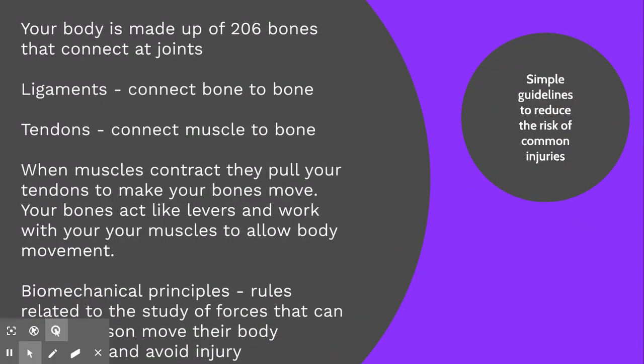You may know that your body is made up of about 206 bones that connect at joints. A ligament connects bone to bone, and a tendon is a tissue that connects muscle to bone. When your muscles contract, they pull your tendons and make your bones move. The bones act as levers and work with your muscles to allow body movement. But when your muscles move in your body, they exert a force on those bones. These forces can cause medical problems if you do not use correct techniques when doing physical activity.